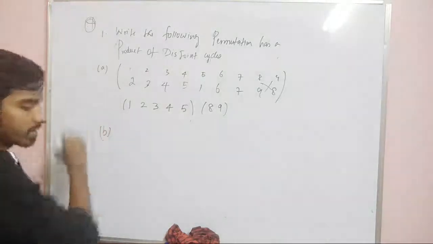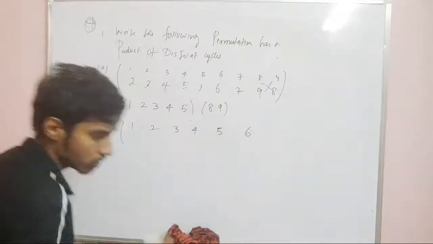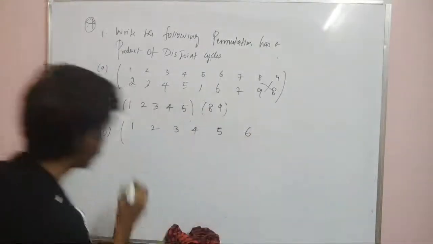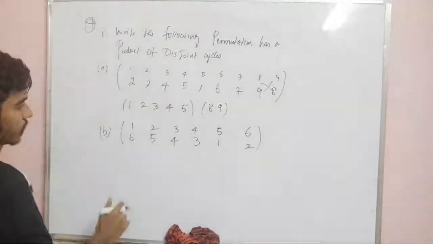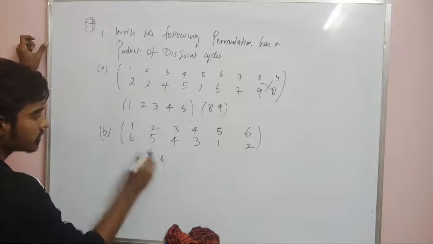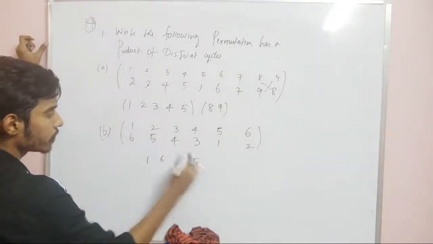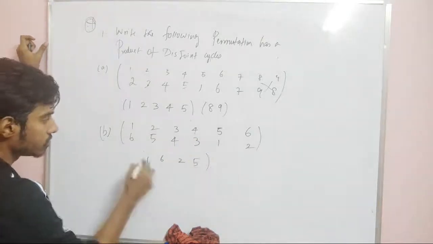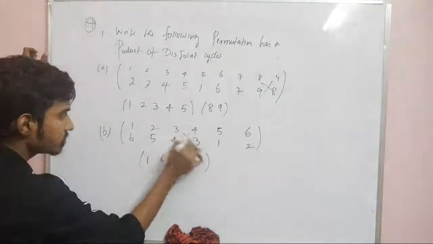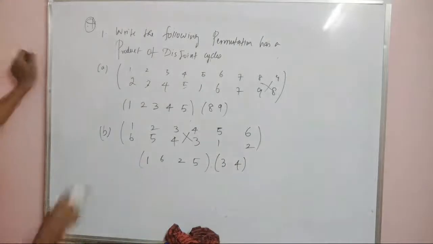Now the second problem, B. 1 2 3 4 5 6 maps to 6 5 4 3 1 2. Now start with 1. 1 goes to 6, 6 goes to 2, 2 goes to 5, 5 goes to 1. So we have 1 again, so just close the cycle. And you can see 3 and 4 are interchanged. That's it.